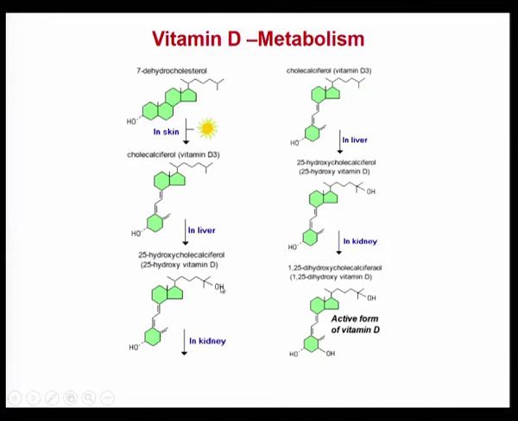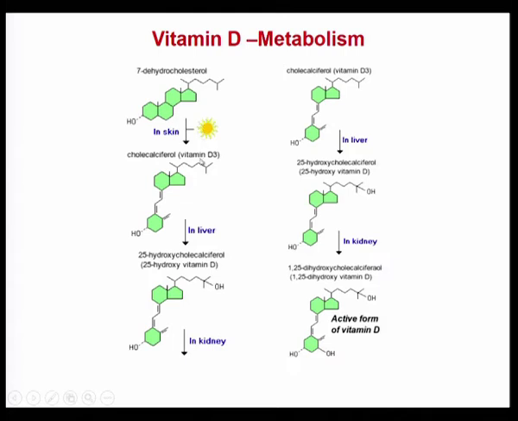So this extra hydroxy group is contributed by the liver enzymes, and this gives rise to a version of vitamin D, what we call 25 hydroxy vitamin D. So this 25 hydroxy vitamin D is an active form of vitamin D3. 7-dehydrocholesterol does not have the kind of vitamin D property.